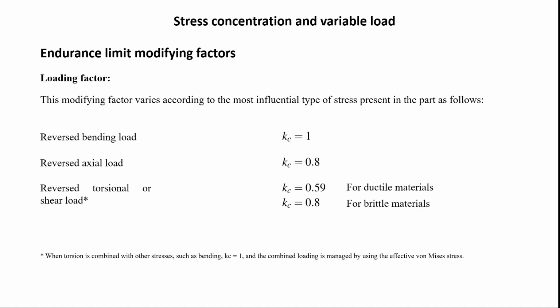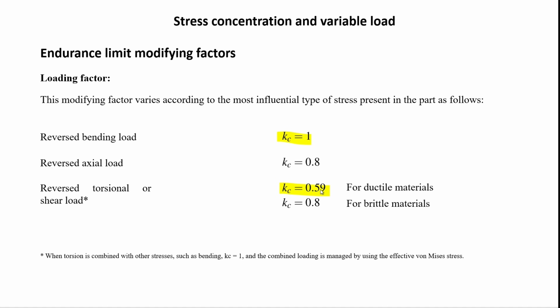But you can have reverse torsion, or you can have, let's say, other types of bending, or a reverse axial load. As it is not the same case as presented in the test rig, you have to do a certain equivalence between one load variation type and the other one. And it says here that if your case is going to be reverse bending, then okay, leave it like that. So it's going to be one. You don't have to modify anything because that corresponds to the gold standard. However, if it's going to be a reverse torsional or shear load or something like that, then depending on whether it's a ductile or brittle material, you're going to have 0.59 or 0.8.